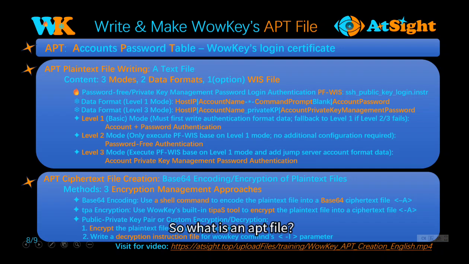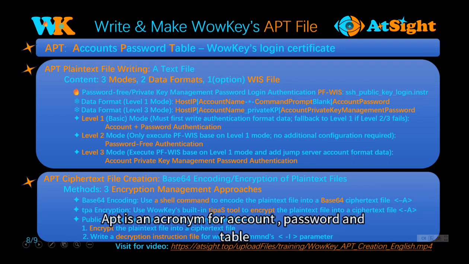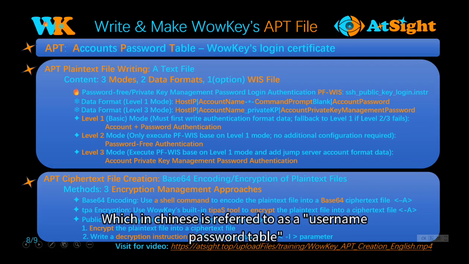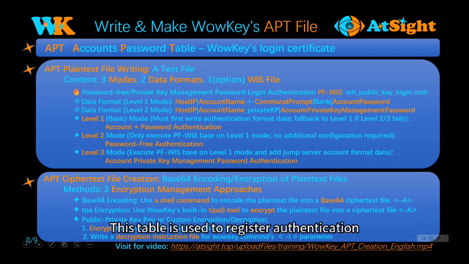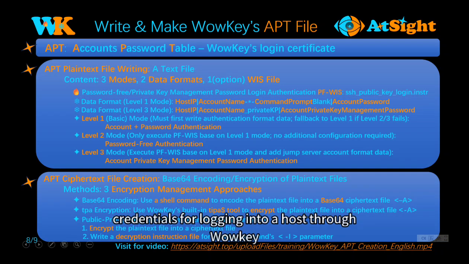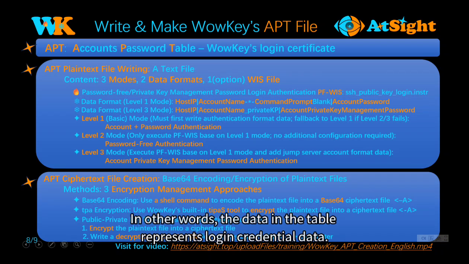So what is an APT file? APT is an acronym for account, password, and table, which in Chinese is referred to as a username password table. This table is used to register authentication credentials for logging into a host through WowKey. In other words, the data in the table represents login credential data.